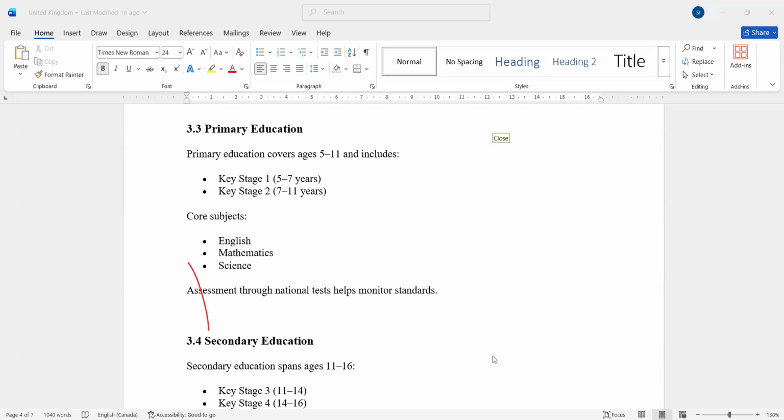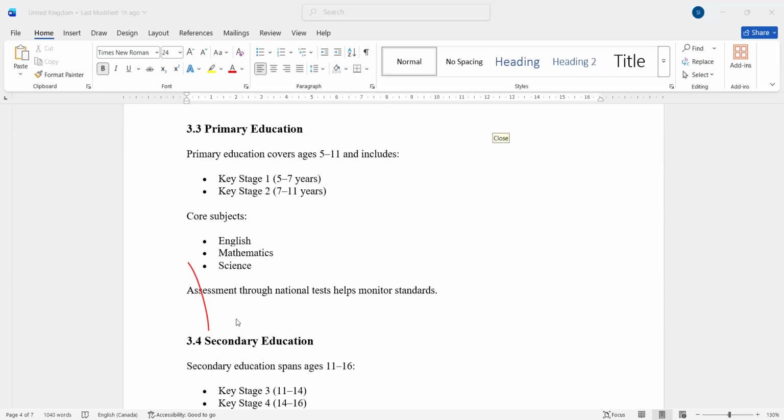So core subjects are English, mathematics, science. This is also a little bit different, right? I think in Sri Lanka, ERA, environmental related studies, language, numeracy, those things are there. Assessment through national tests helps monitor standards. So national tests are being conducted.